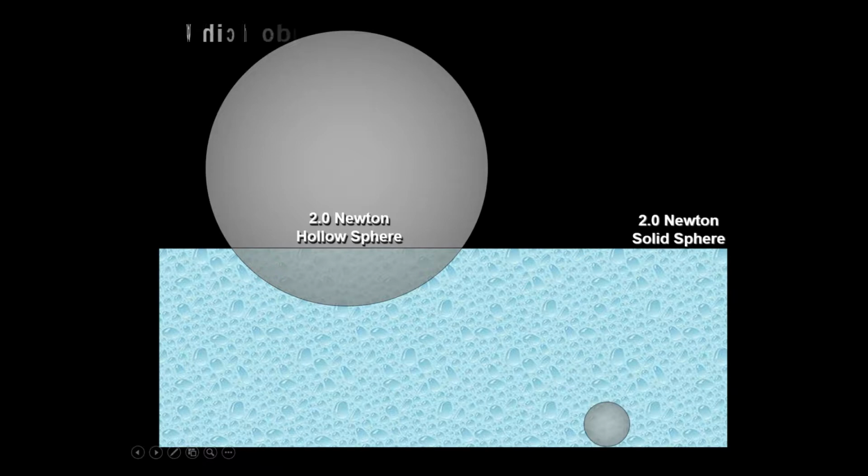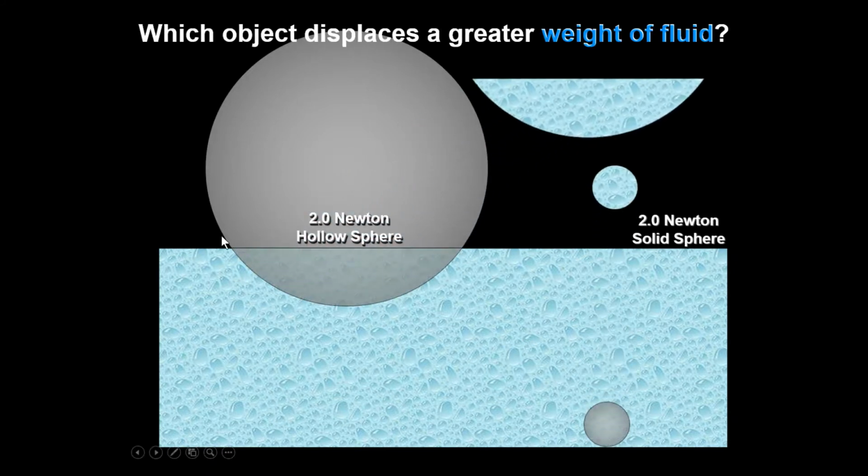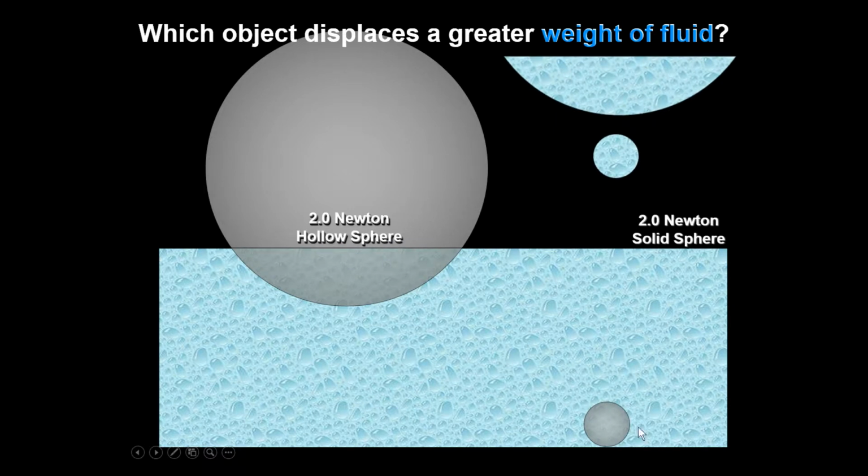And the same question, which one of these two objects has a greater buoyant force? And again, you might be tempted to say this one did. And you are correct if you did. The reason being is this one displaces that much water. This one only displaced that much water. That's a lot larger volume of water. And that volume of water is going to weigh more. And remember, the buoyant force is equal to the weight of the fluid displaced.